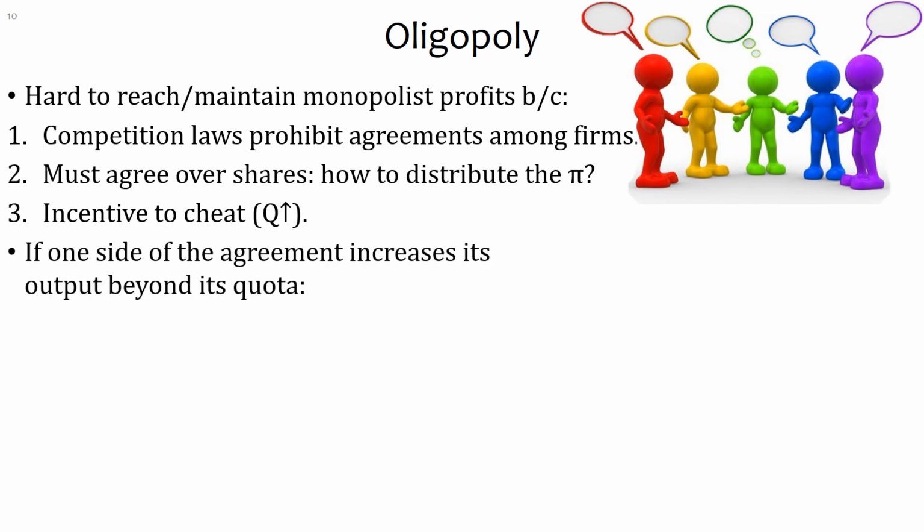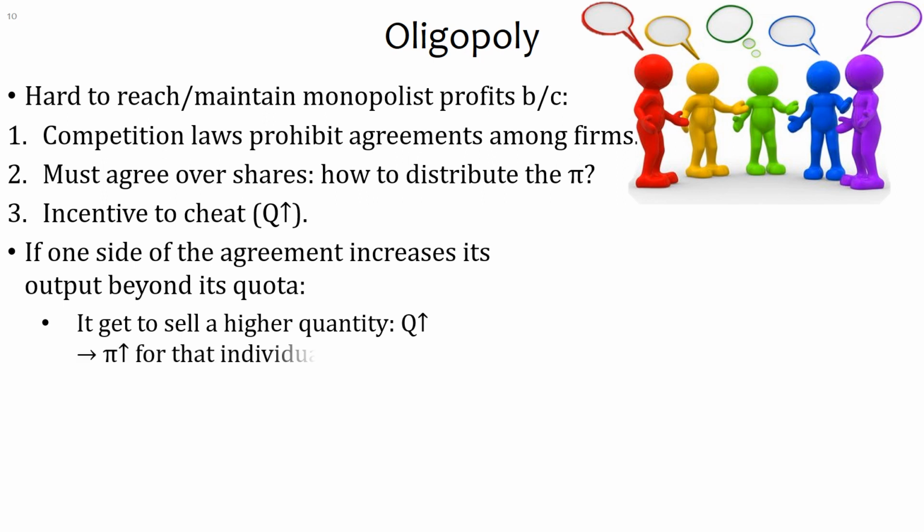Okay, so we're going to see what's going on here. So let's say one side cheats. Cheating means that one side of the agreement increases its output beyond its quota. So quota is, let's say you reach an agreement that each of you should produce 100 units, right? So if one side says, hey, you know what, I'm going to produce 120 units, what's going to happen? Well, that one side gets to sell a higher quantity. Their quantity is higher, which means that they make more profit. That one individual firm makes more profit, so it's good for them.